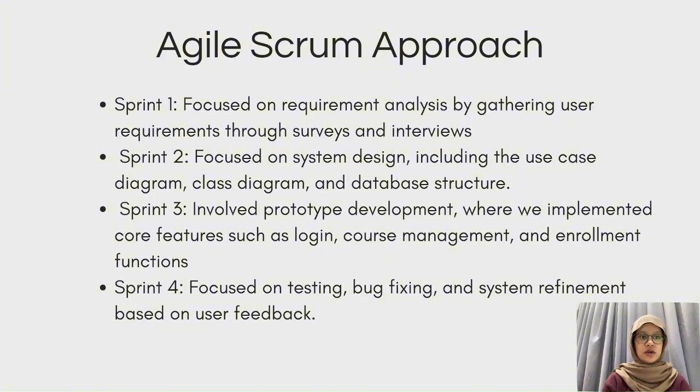In Sprint 1, we focus on requirement analysis by gathering user requirements through surveys and interviews. For Sprint 2, we focus on system design, including the use case diagram, class diagram, and database structure. For Sprint 3, we do prototype development, where we implement core features such as login, course management, and enrollment functions. And finally, Sprint 4 focuses on testing, bug fixing, and system refinement based on user feedback.